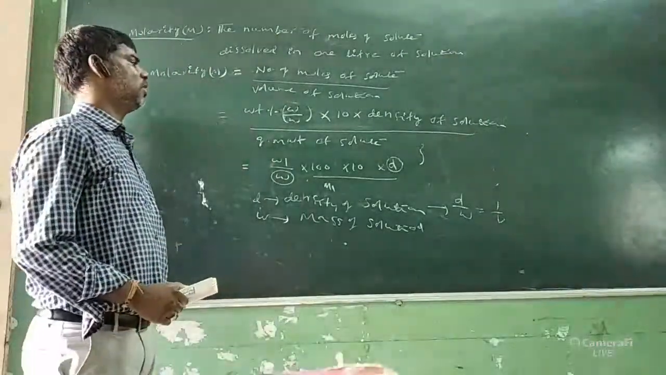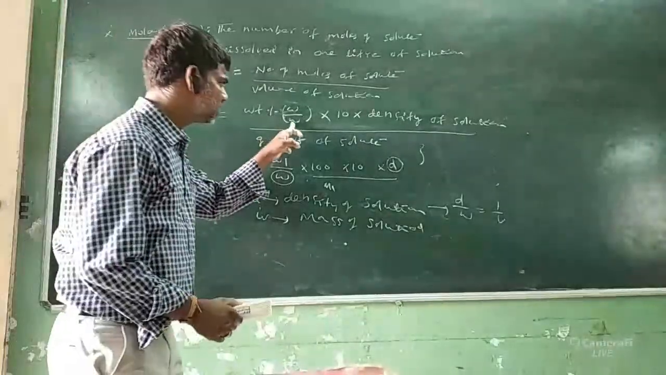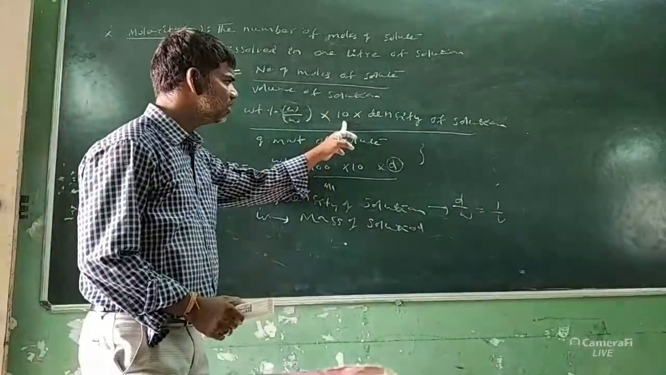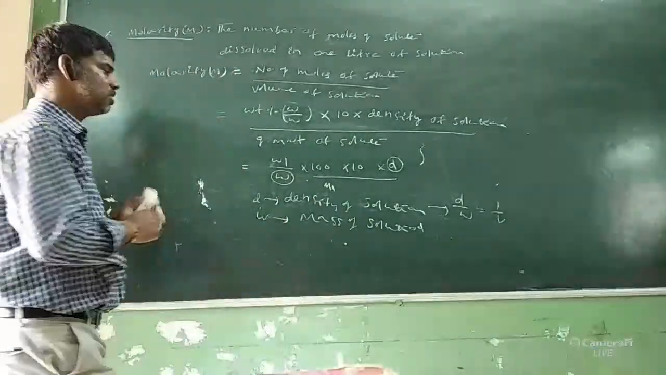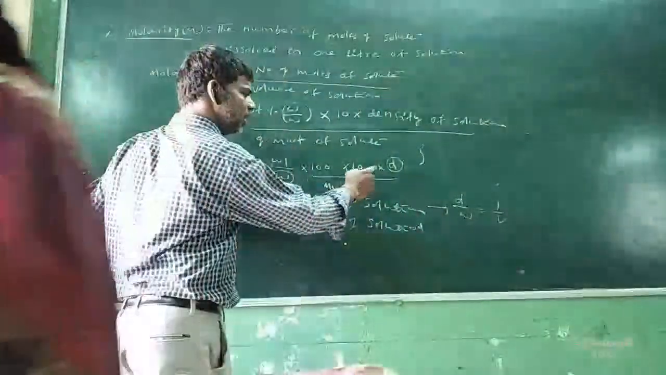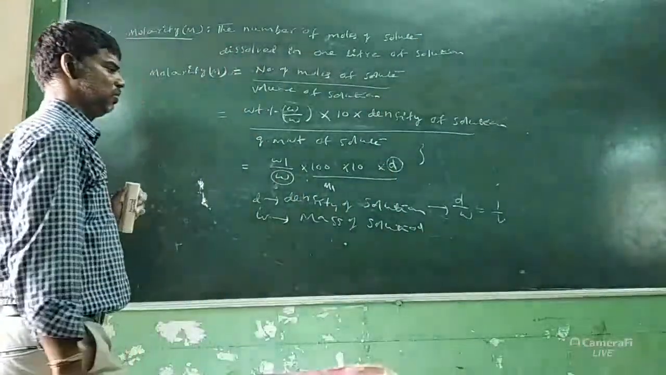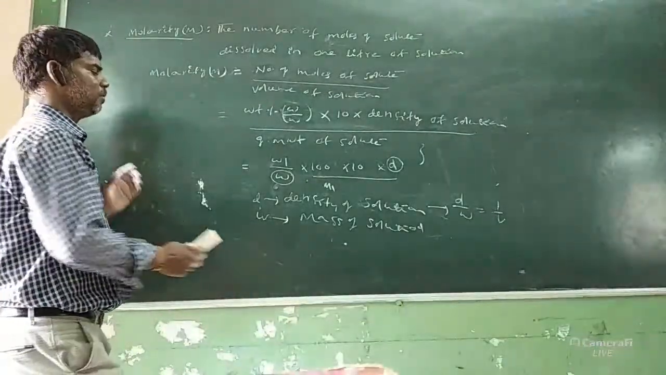So there is one more formula. Molarity we calculate using the weight percentage, into 10, into density of solution, by gram molecular weight of solute. Means W1 by W into 100 into 10 into D by gram molecular weight of solute. So it is one more important formula for calculating molarity.